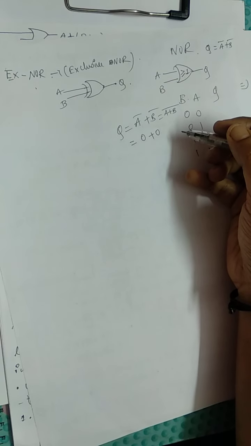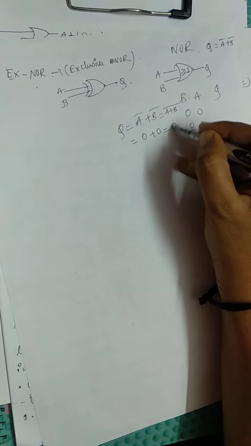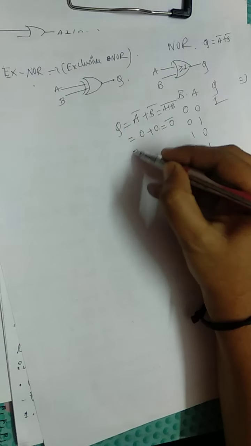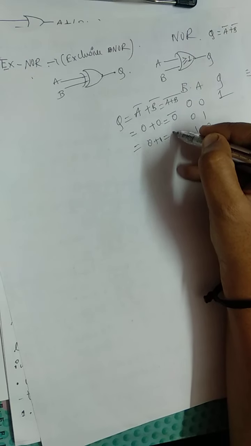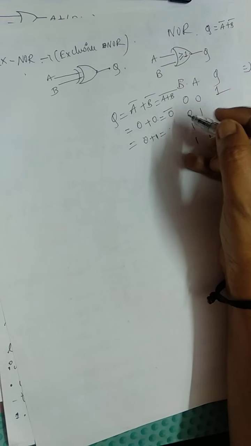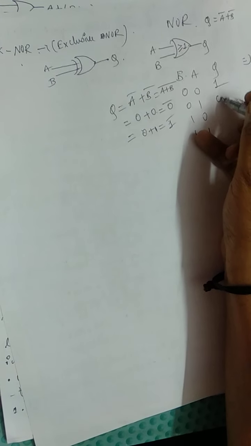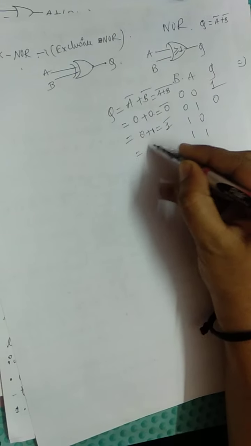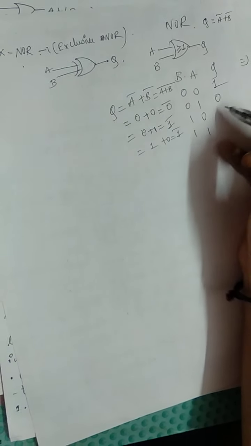A plus B whole bar. Correct. So 0 plus 0, what will we get? 0. Bar of 0 is what will we get? 1. So next is 0 plus 1. So it will become what? 0 plus 1 is 1. So bar of 1 is what? It will be 0. So next is 1 plus 0. So it will become 1. So bar of 1 is 0.